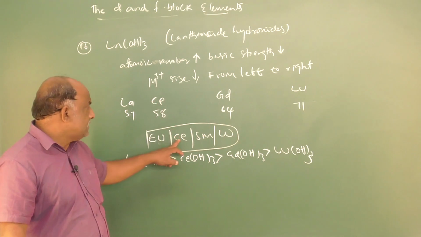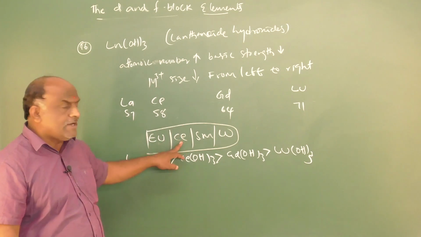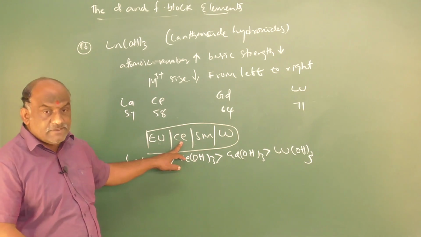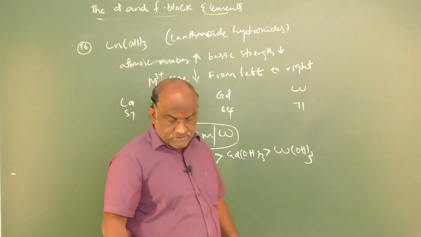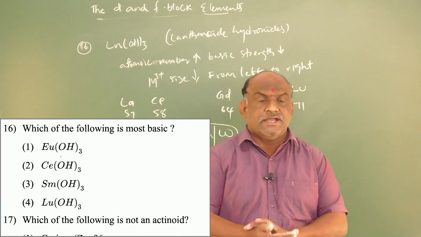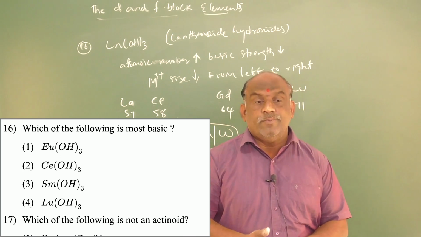So in this example cerium is there, no lanthanum is there. If lanthanum is not there, we should give the priority to cerium only. If lanthanum is there, then we should give the priority to lanthanum. So for this question, option number 2 is the right answer. The second option, cerium hydroxide, is stronger or more basic.